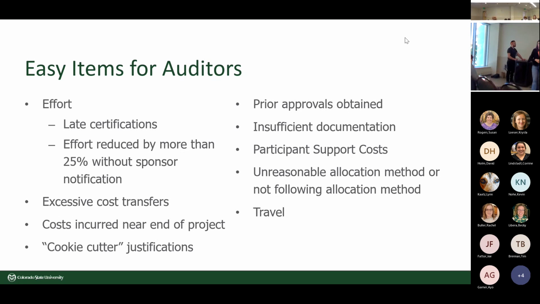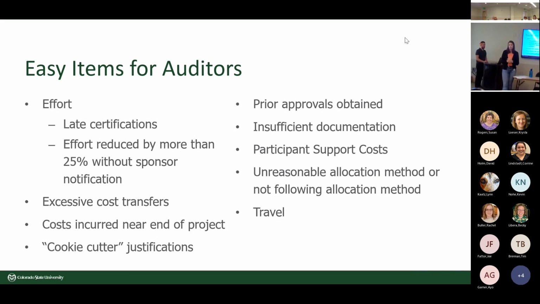excessive cost transfers. Again, we had cost transfers come out multiple ways from the group. Cost transfers in general, but excessive as well. So, does your unit consistently put everything on a department account and move it later just because it's easier to figure it out after the fact? That would be excessive.